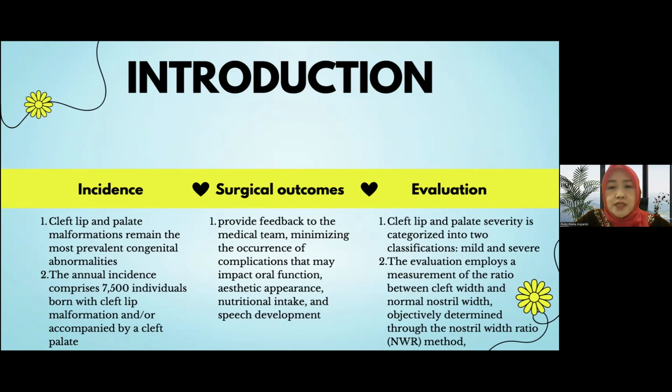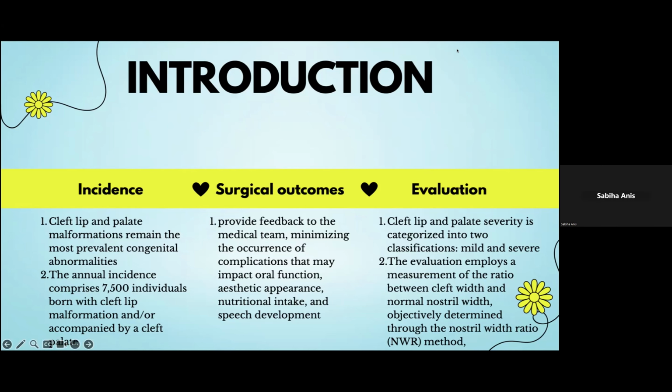The evaluation of cleft lip and palate severity is categorized into mild and severe. The evaluation employs a measurement of the ratio between cleft width and normal nostril width. It is objectively determined through the nostril width ratio method. Mild severity is indicated by a cleft width ratio less than 2, while the severe category encompasses a cleft width ratio exceeding 2.